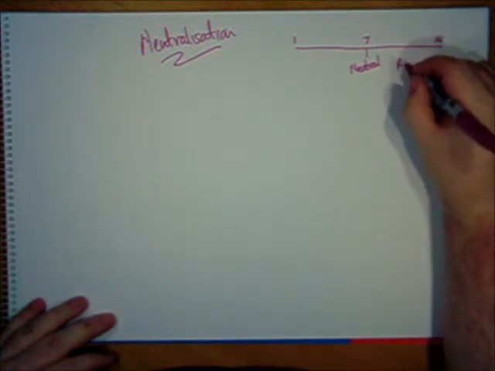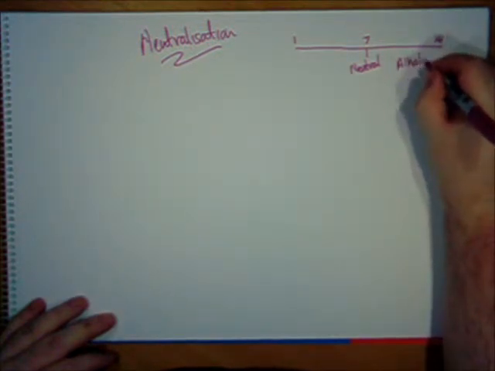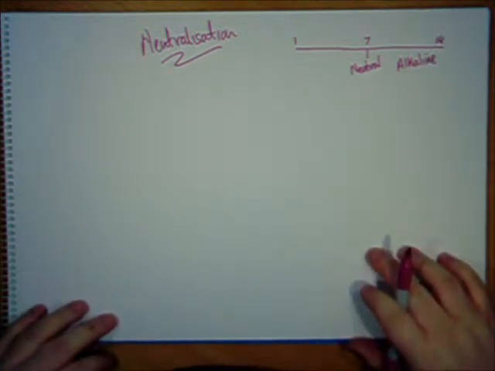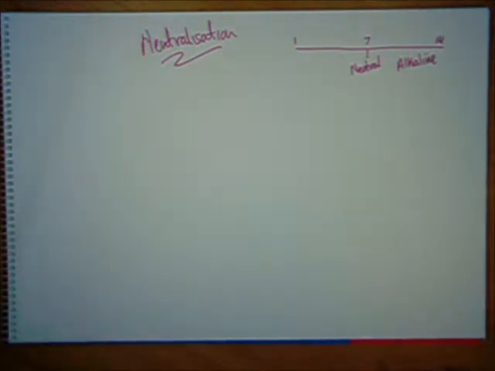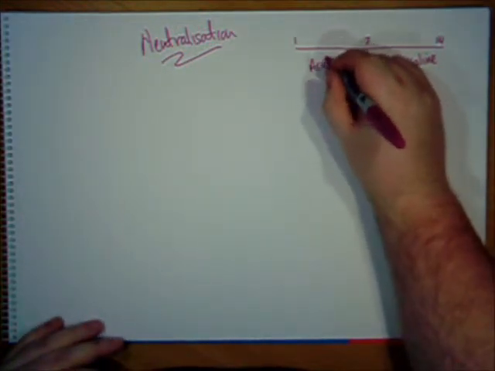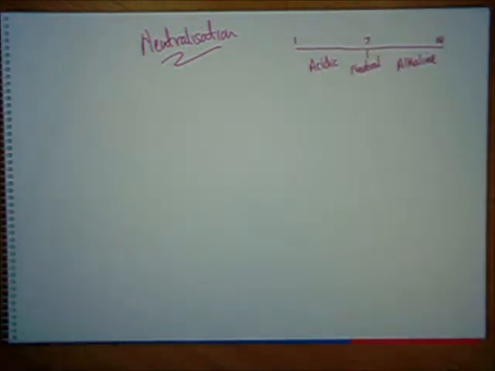And there are 8 letters in the word alkaline, which is more than 7. So anything that's more than 7 is alkaline. And there are 6 letters in the word acidic, so if it's 6 or less than 7, it's acidic.